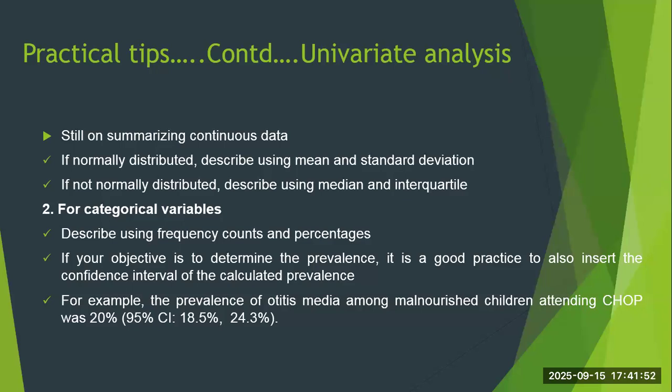So for those of you who may like to determine the prevalence of something, it is good practice that when you calculate your prevalence by saying the total number of people with that disease over the total number of people studied, you also calculate the confidence interval and report it. For example, if my first objective is to determine the prevalence of otitis media among malnourished children attending CHOP, and I reported that the prevalence is 20, it is not good practice to leave it at that. You are supposed to calculate the confidence interval of that prevalence because it tells us the range of the otitis media among children that are malnourished going to the CHOP.